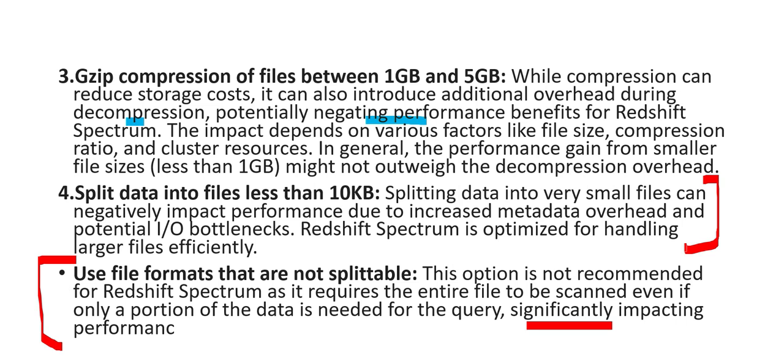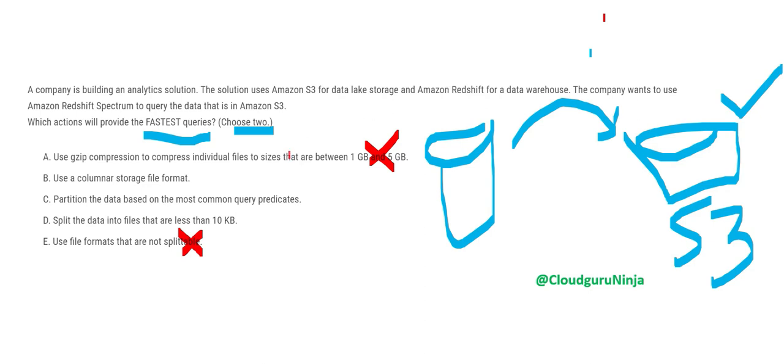If the guy gets slowed down, what happens? Your query performance is not there. Your queries will take a lot of time to get processed. Why does it get slowed down? Because now small files will cause potential IO, that is input output, bottlenecks. Okay, so we have established why this option is also wrong. So we just have 2 options left and we want 2 answers.